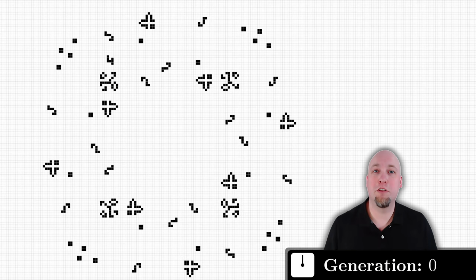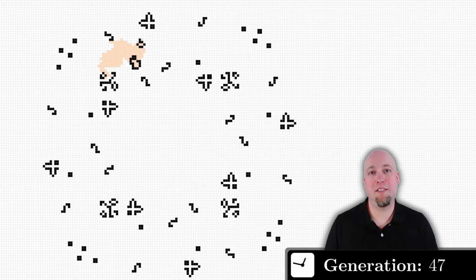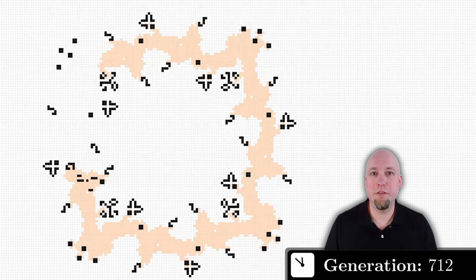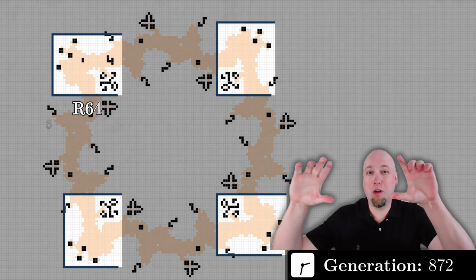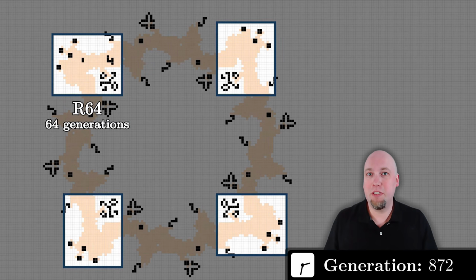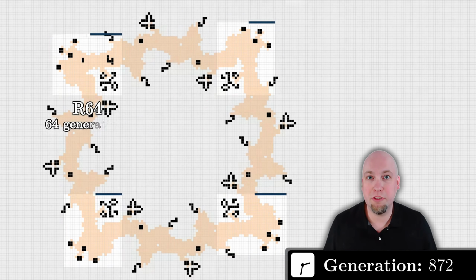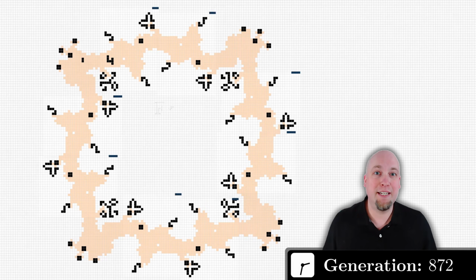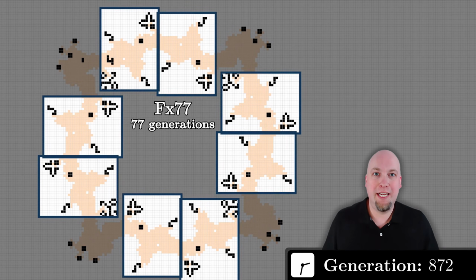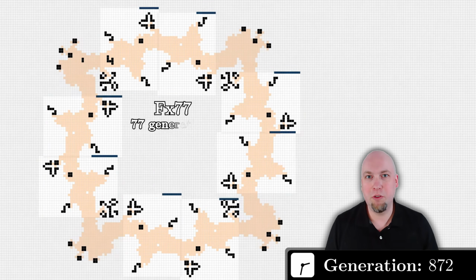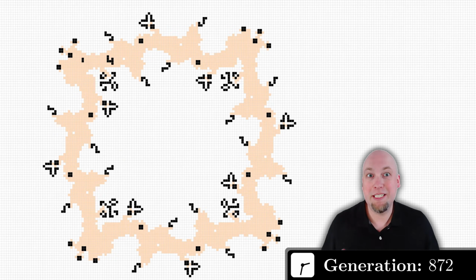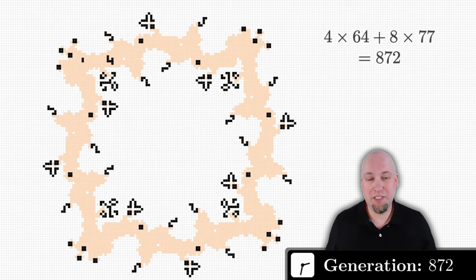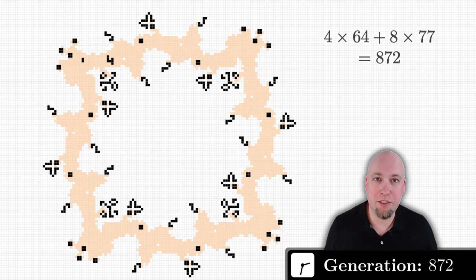This most recent Herschel track that we constructed gives rise to an oscillator that has period 872. And this makes sense because it has 4 R64 conduits, and each of those takes 64 generations for the Herschel to go through. And it has 8 FX77 conduits, which each take 77 generations for the Herschel to go through. And, well, 4 times 64 plus 8 times 77, that's 872. So great, we get a period 872 oscillator.